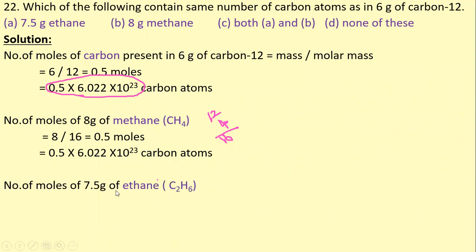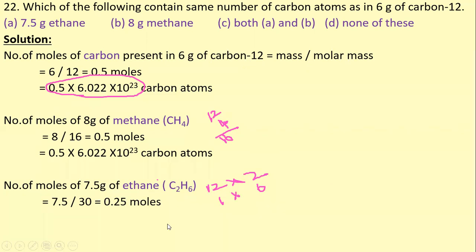So next we check for the third option also, that is 7.5 gram of ethane. Ethane will be written as C2H6. So now 7.5 gram is divided by the molar mass of ethane. Carbon is 12 for 1, and here there are 2 constituent atoms, so 12 into 2 gives 24, and hydrogen is 6, so 1 into 6. After that we get 30, that is 24 plus 6 equals 30.